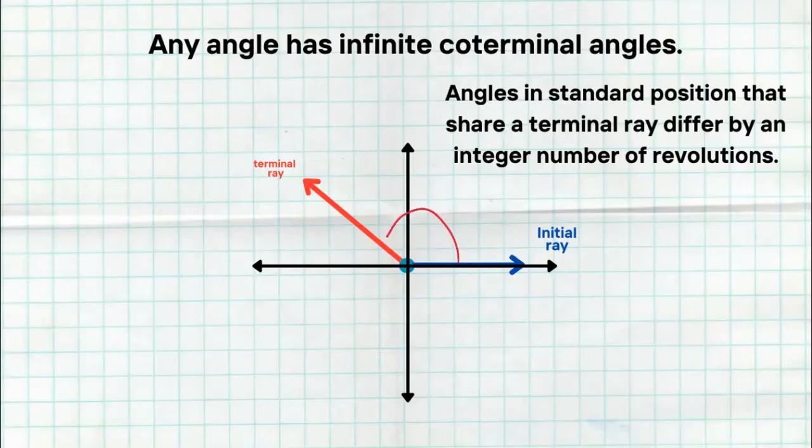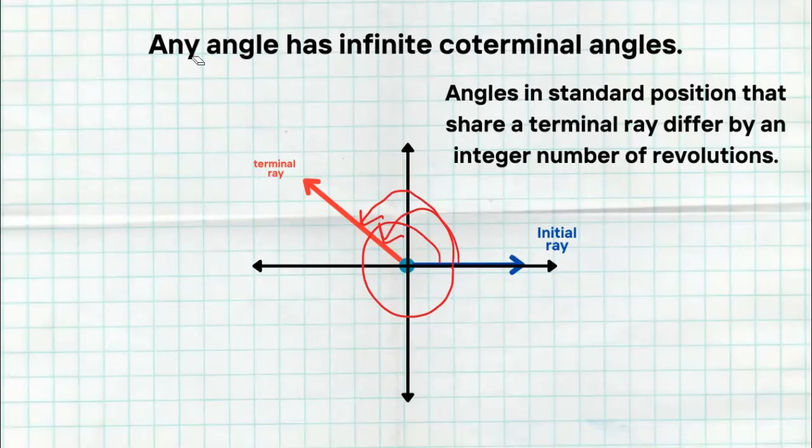Angles in standard position that share a terminal ray differ simply by an integer number of revolutions. What I mean by that is, there's that first positive angle. But if I go one revolution more, so there's one revolution and then that same original angle, I go all the way around that one revolution and then that same original angle. Look, I got a coterminal angle, because I got two different angles that differ simply by one revolution, but they end at that same terminal side.